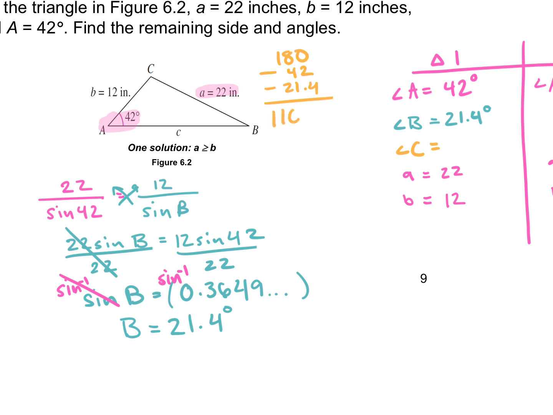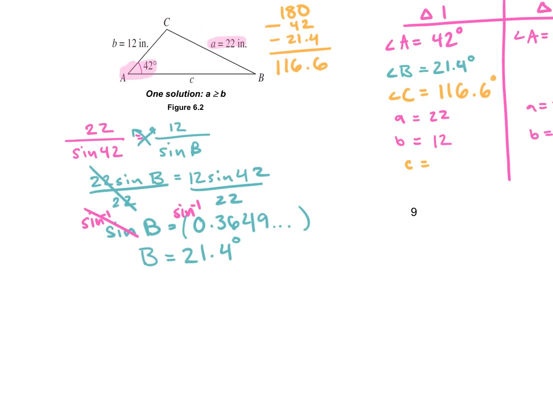So we get 116.6, 116.6 degrees. And then the last thing we have to find for triangle 1 is side C. So we're going to set up our proportion. I'm going to start with the same proportion that we started with here. So 22 over sine of 42 is equal to side C over sine of 116.6.